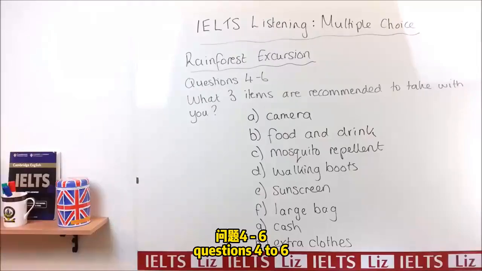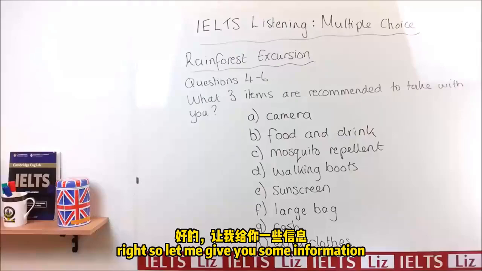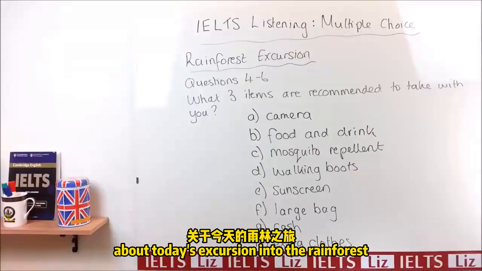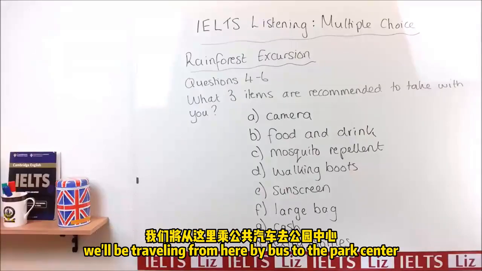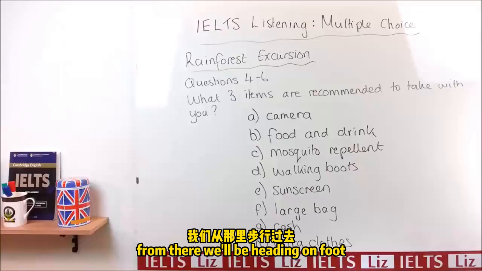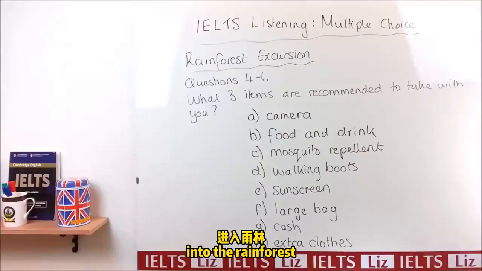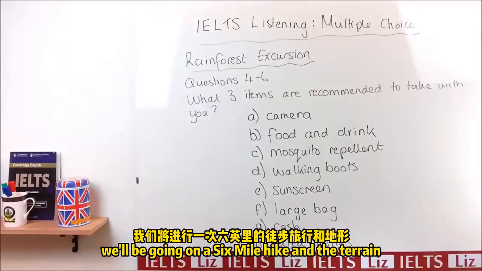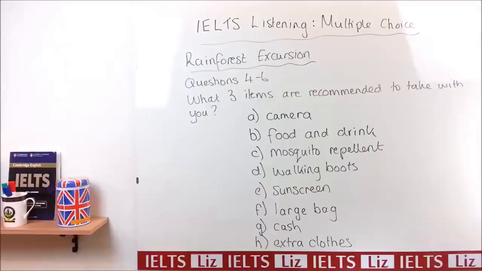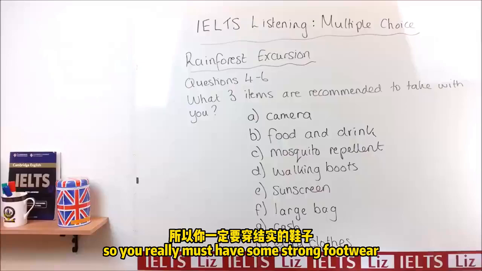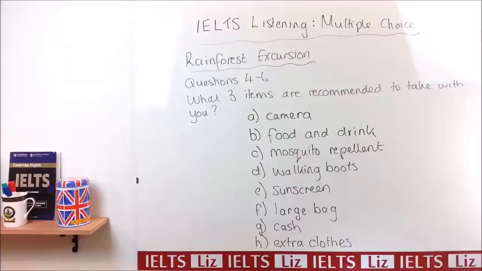Questions 4 to 6. Right, so let me give you some information about today's excursion into the rainforest. We'll be travelling from here by bus to the park centre. From there we'll be heading on foot into the rainforest. We'll be going on a 6-mile hike, and the terrain will be pretty uneven, so you really must have some strong footwear, like a good pair of boots.